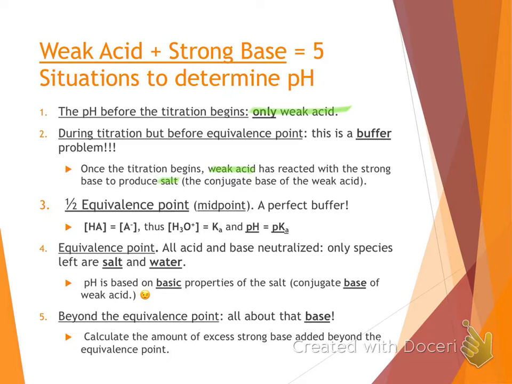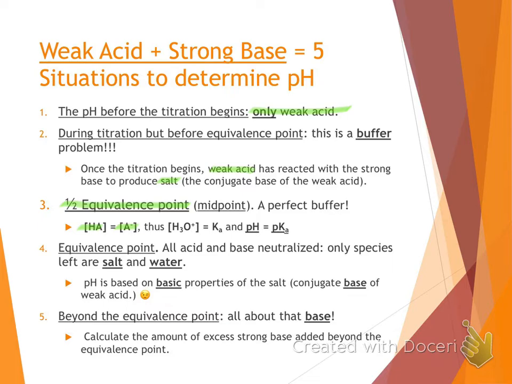That's what a buffer is. Anytime we have a mixture of weak acid and a salt, there is a point where we have that perfect buffer. That perfect buffer ends up at the half equivalence point. That's when half of our weak acid has been reacted with the base and converted into its conjugate A-.